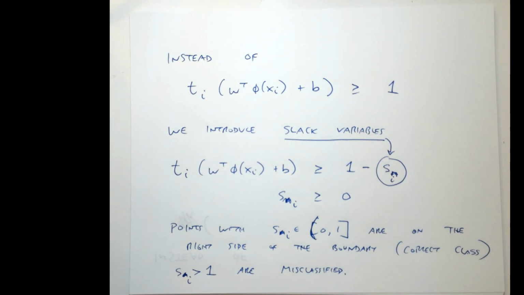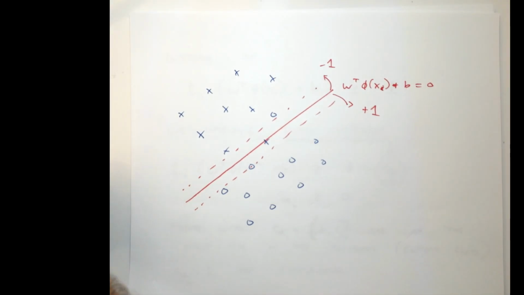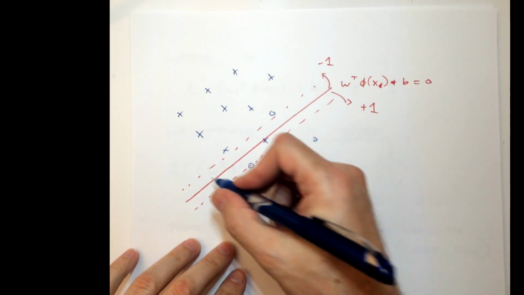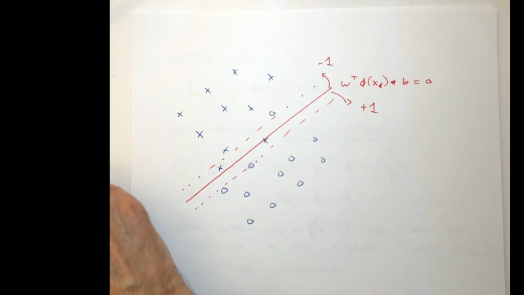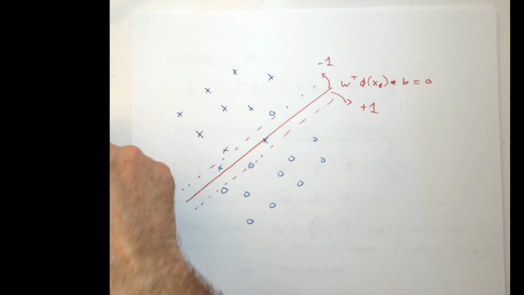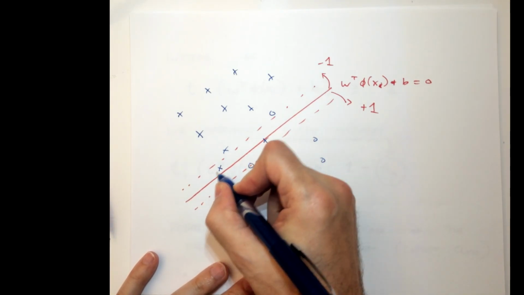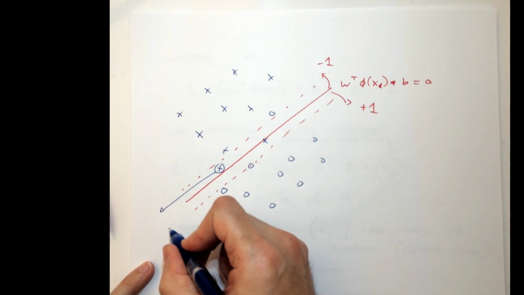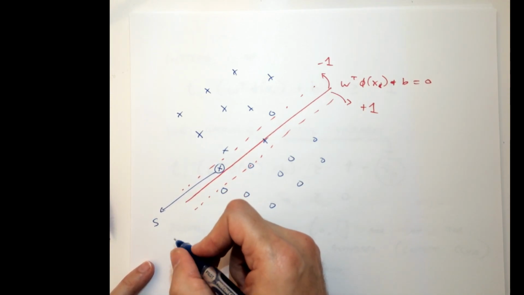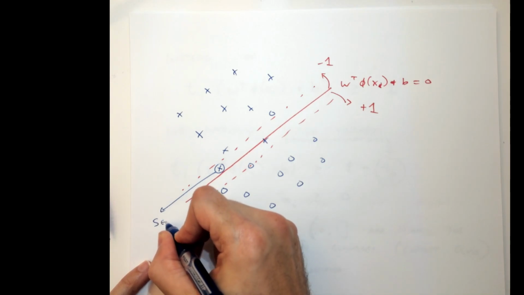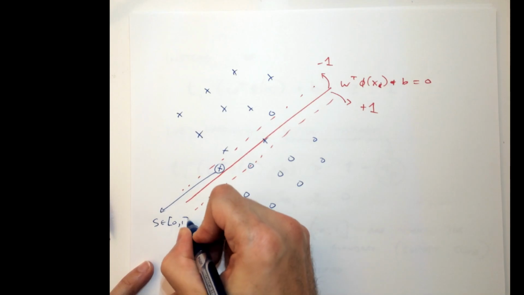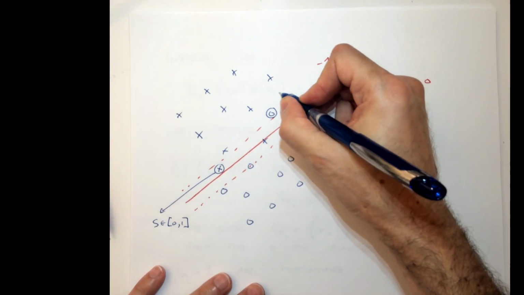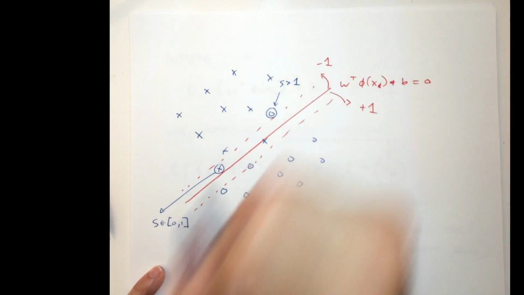So basically, the slack variable here, if I look at this, let me just draw this a little bit better. This is a situation where I have correctly classified the point, but I'm inside the margin, right? So here, this would be a point where S is in the range of 0 and 1, right? This is a point where I have misclassified the point, so S will be greater than 1.